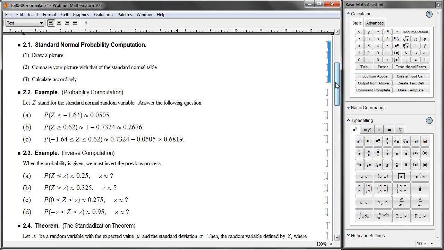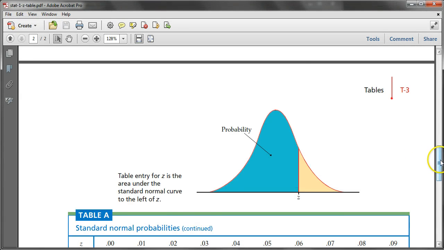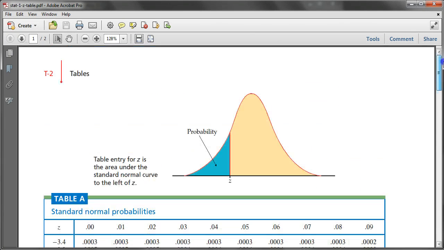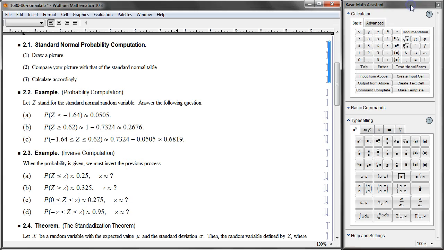Okay, that was enough for the forward problem, and let's talk about inverse computation. What do I mean by inverse computation? Let's do it backward. Given probability, find out the z-score. That is, given a probability, any of these numbers, find out the closest z-value that will give you that.